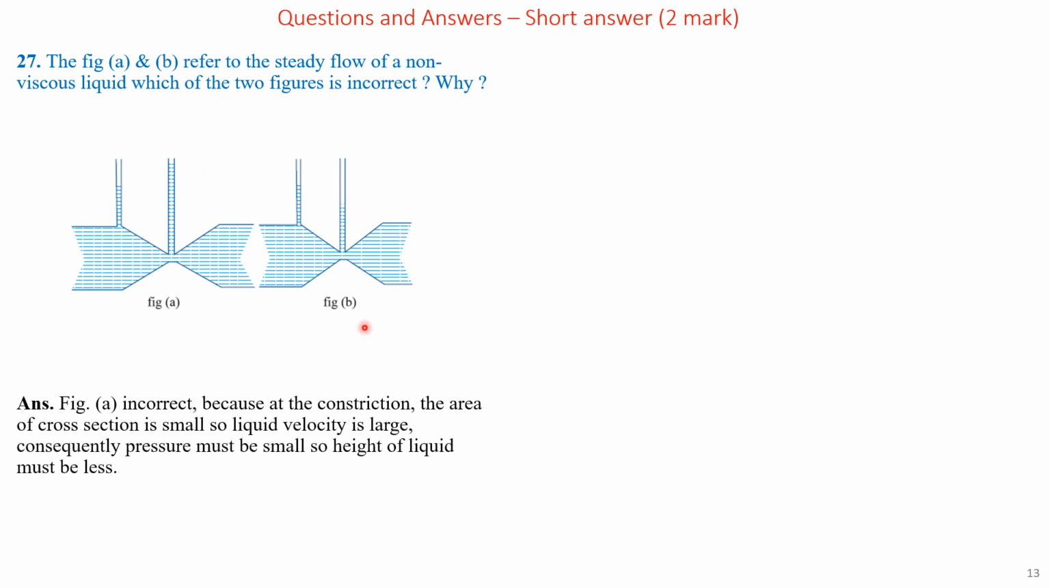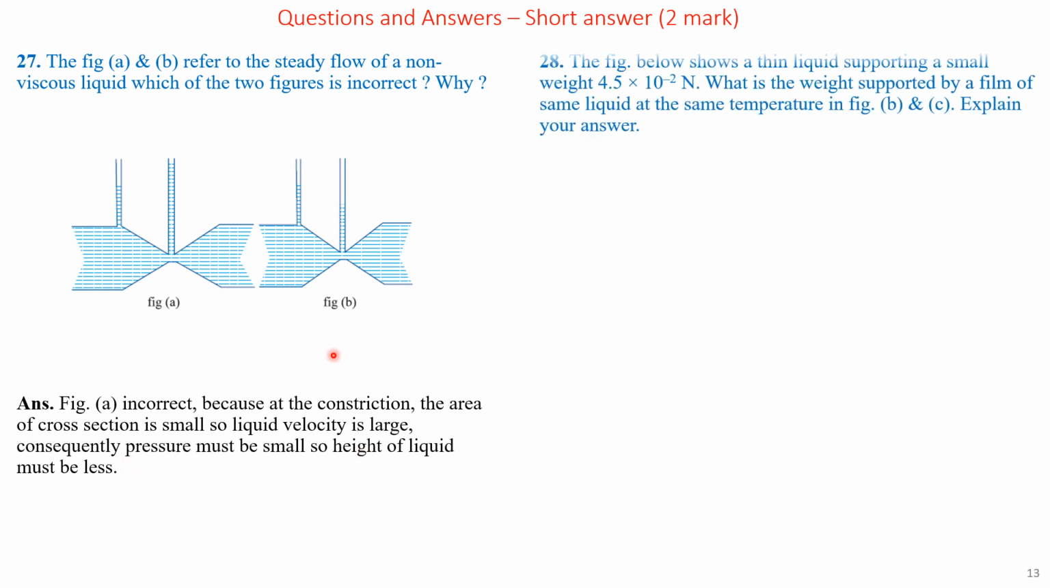So the reason is, figure A is incorrect because the area of cross section is small, so the velocity is large. Consequently, the pressure must be small. So the height of liquid must be less, as in figure B.